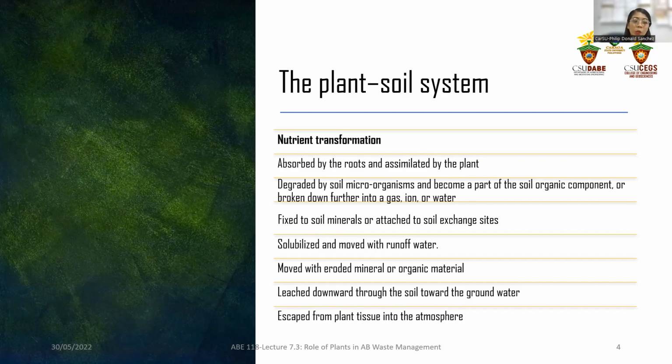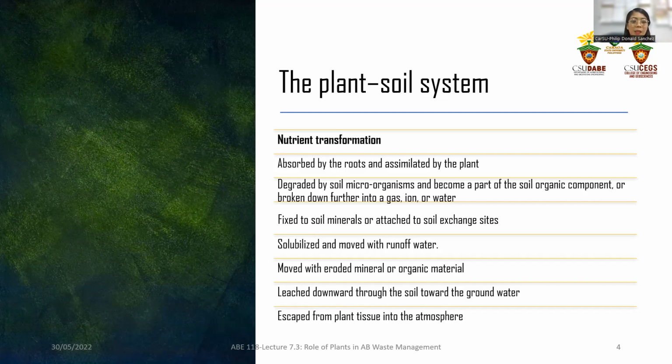And we also have plant uptake. It's not the only form of transformation that takes place in the soil plant system. There are many more chemical compounds that come from the waste. It can be transformed through what I mentioned as nutrient transformation. So the plant also shares a role in all these processes.